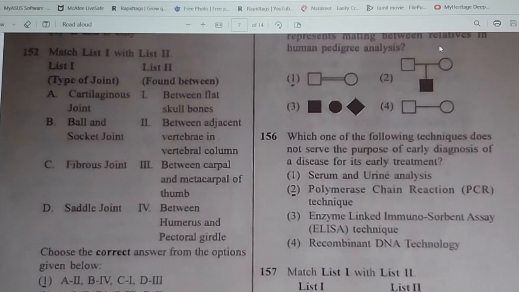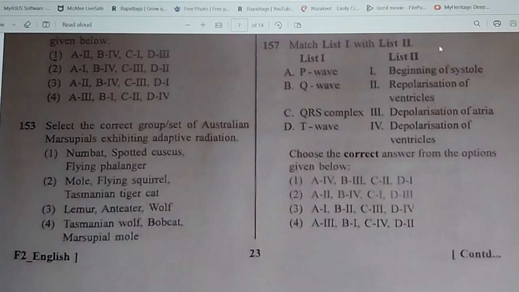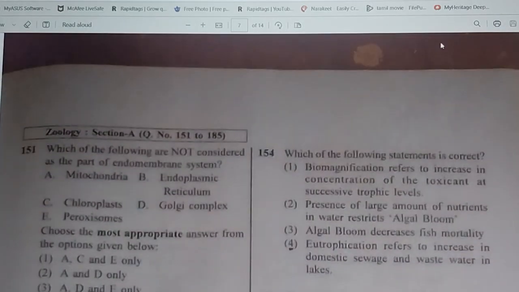Then match list 1 and list 2. Cartilaginous joint is between adjacent vertebrae in the vertebral column. Ball and socket between humerus and pectoral girdle. Fibrous joint in skull bone. So saddle, you know. So the option will be option A. Select the correct Australian marsupial based on the diagram of evolution, children. It is lemur, anteater and wolf. Option C. 154. Which of the following statements is correct?